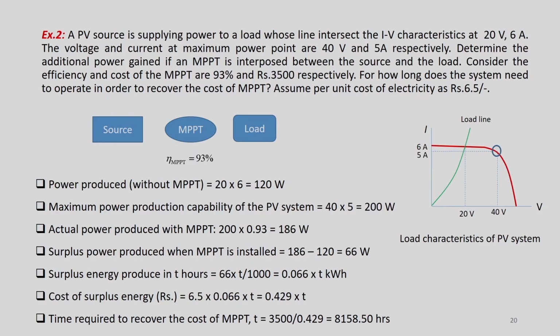Now, let us solve one more problem. A PV source is supplying power to a load whose line intersects the IV characteristics. This is a load line and this is a source line, and this is the point of intersection. The coordinates are given here. This is the maximum power point, with coordinates 40 volt and 5 ampere, and the intersection point is 20 volt and 6 ampere. Determine the additional power gained if an MPPT is interposed between the source and the load. Consider the efficiency and cost of the MPPT to be 93% and rupees 3500 respectively. We also need to calculate how long the system needs to operate in order to recover the cost of the MPPT. The electricity cost per unit is rupees 6.5.